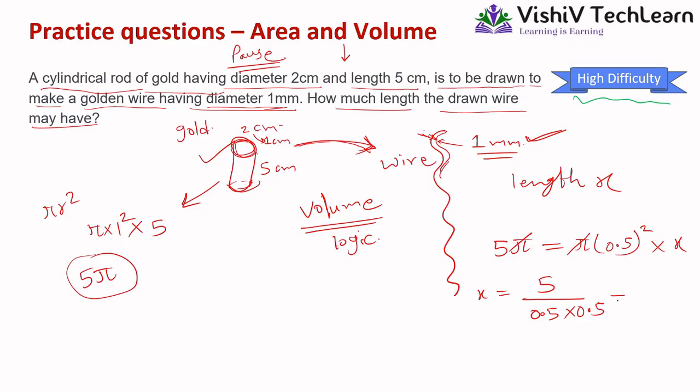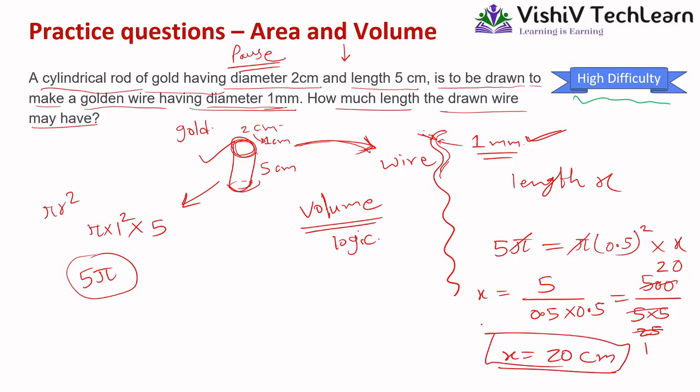Now let's multiply by 100, so it will be 500 upon 5 into 5. 5 5s are 25, so we can consider it as 25. 25 1s are 25. 25 2s are 50, and this 0 will be as it is. So x is 20. 20 what? The unit will remain the same, so centimeter. So 20 centimeter, the length of the wire is 20 centimeter, and that is the final answer. So we will get a wire of cross section 1 mm diameter and length 20 centimeter from this cylinder.